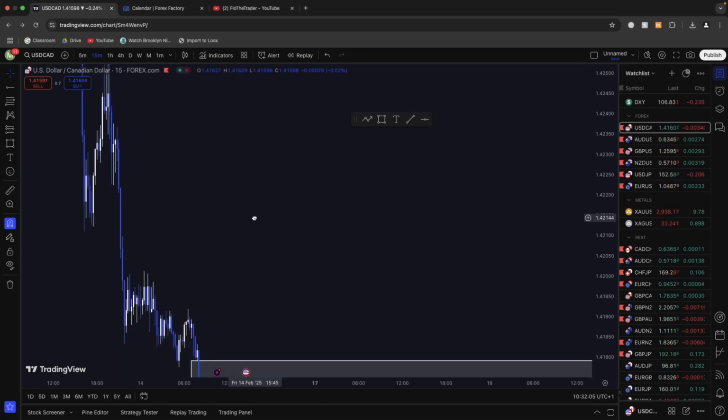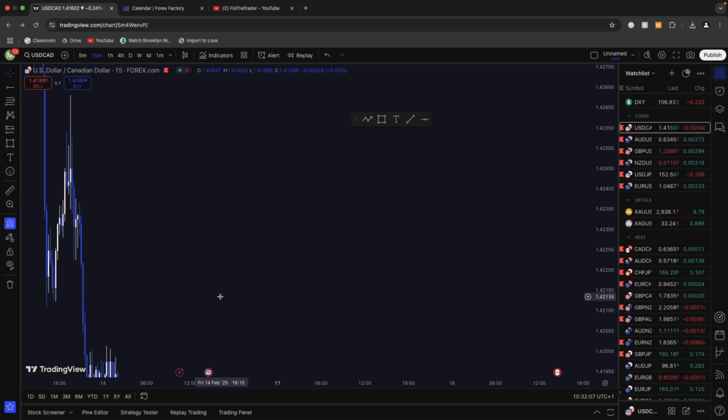Today I just wanted to show a trade that I took yesterday. I think I'm also going to show the trade that I just took now.